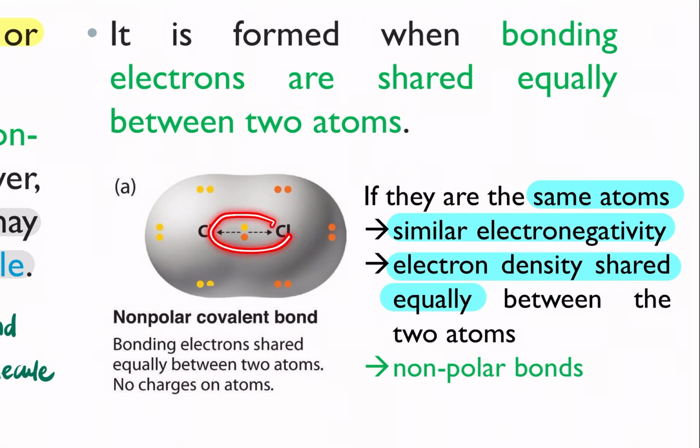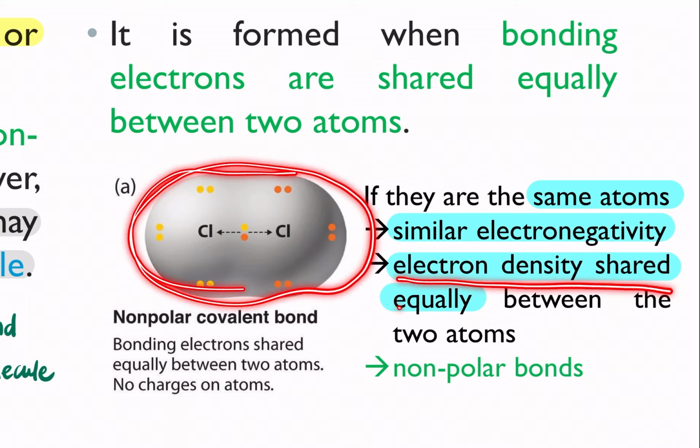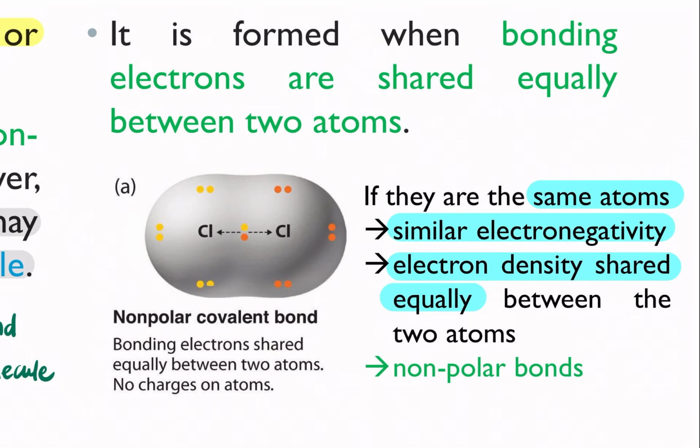If you look, this arrow is equal and it is pulling towards opposite sides. So your electron density will be distributed equally among these two atoms. Therefore, this bond is a non-polar bond.